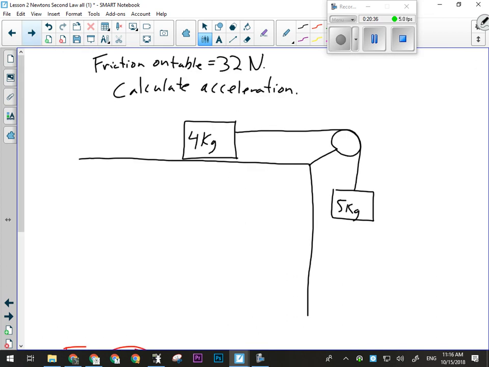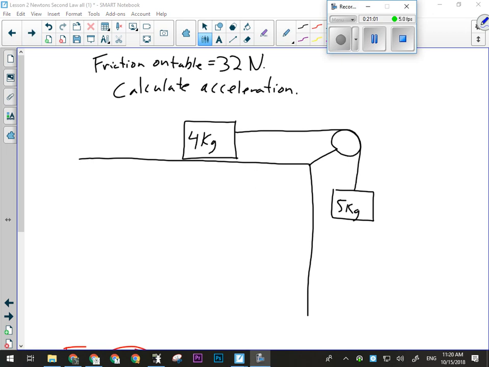All right, try this one. You've been doing ones like this. This is a system question. It's a lot like what our lab will be like on Thursday. Okay, so we got a 4 kilogram mass sitting on a table. Okay, the friction on the table is 32 newtons. And there's a 5 kilogram mass hanging over a pulley attached to the 4 kilogram mass. See if you can figure that one out.